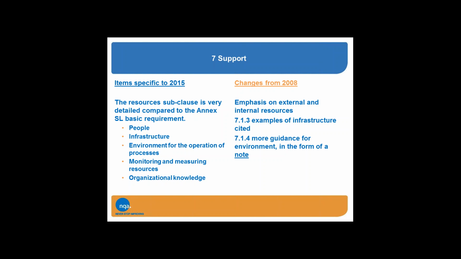7.1.4, we have more guidance for environment. That's environment for the operation of processes. And again, this guidance is in the form of a note, not a requirement. So it looks at, for example, human and physical factors, what sort of culture are we looking at, the physical factors, temperature, humidity, light, for example. So these are helpful notes incorporated in the 2015 standard.